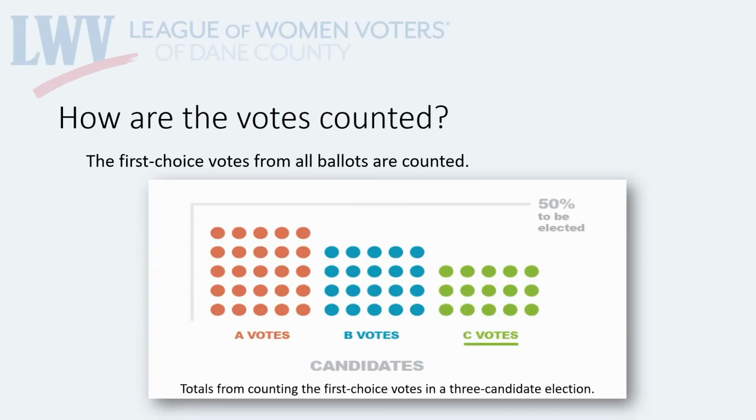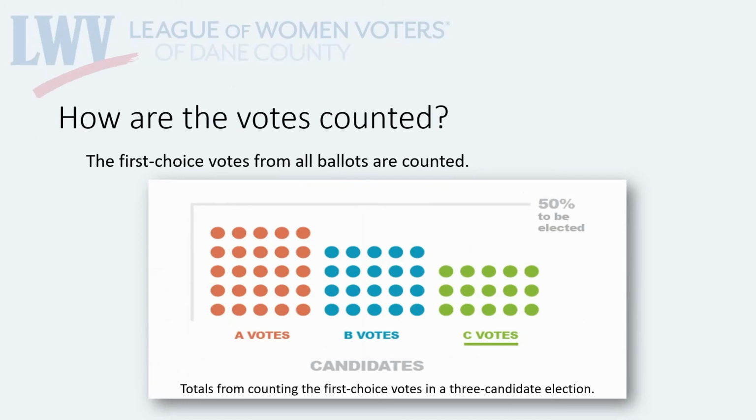Let's work through an example. This is a single winner race between 3 candidates. In order to win, a candidate needs to surpass the 50% threshold. First, all the first choice votes are counted. If a candidate has already surpassed the 50% threshold, then that's it. That candidate wins and the race is over.